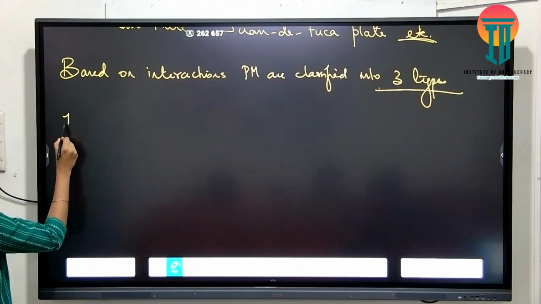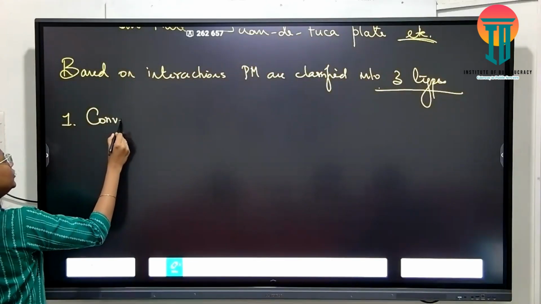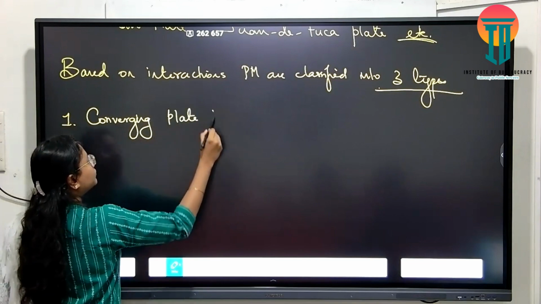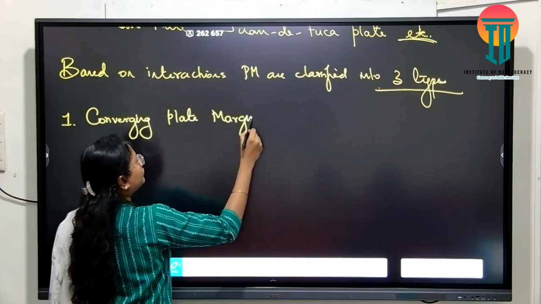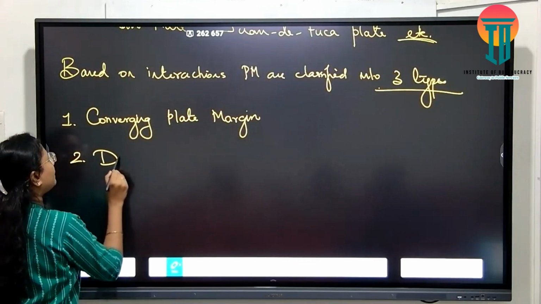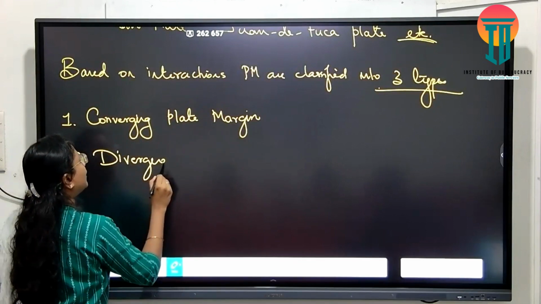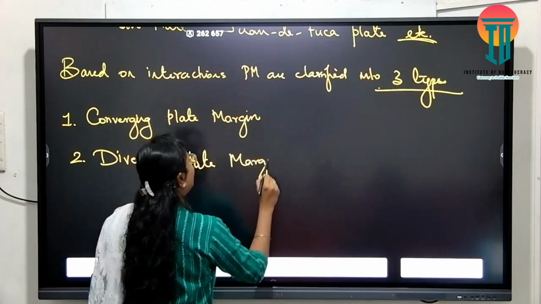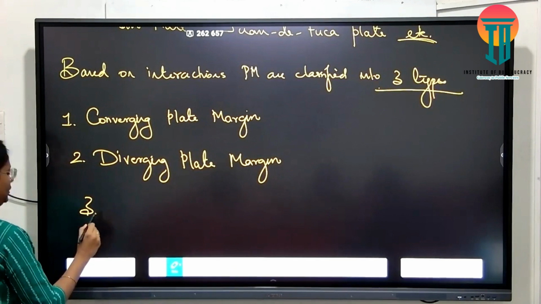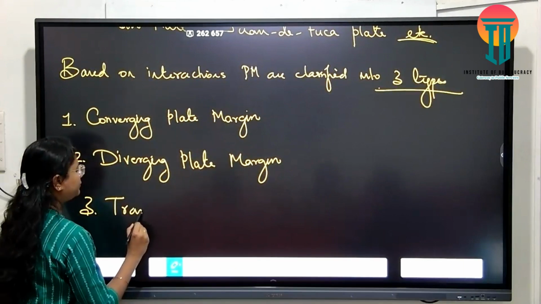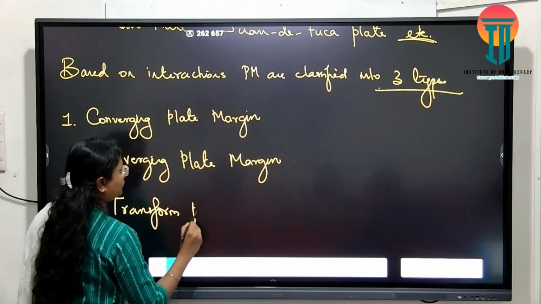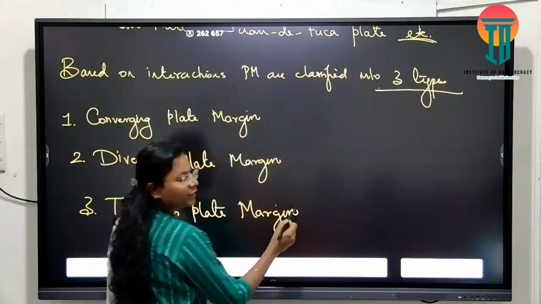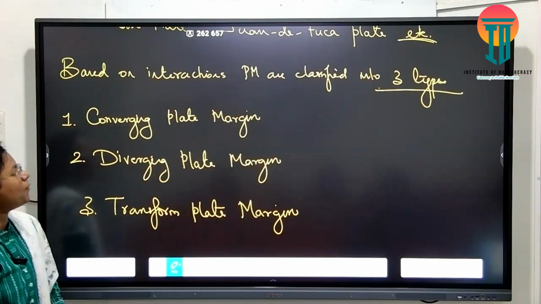Okay. The first one is converging plate margin. Second one, diverging plate margin. And third one, transform plate margin. So converging plate margin, diverging plate margin, and transform plate margin.